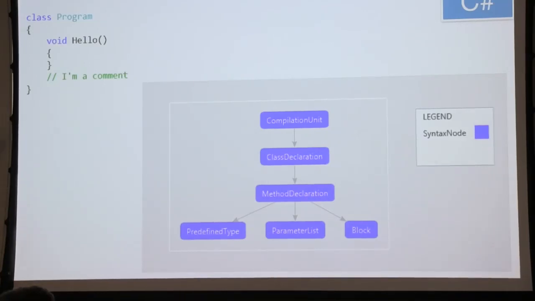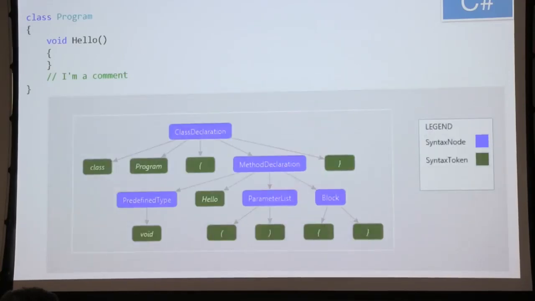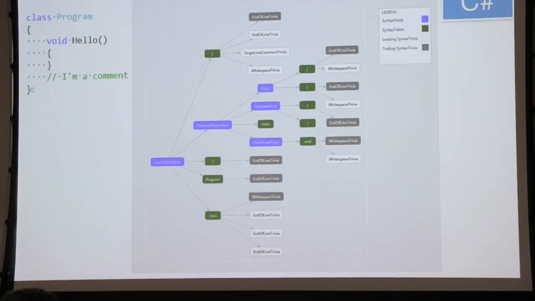Every single element in this little bit of code is defined in this tree. There's a node that represents it and has associated data with it. Actually, it looks more like this, because every single character in the text is represented by this tree, especially white spaces and everything.